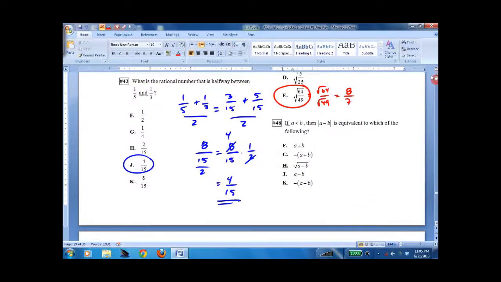And number 46, if A is less than B, so let's pull a number, let's call it A 10, B 100, just for the fun of it. The absolute value of 10 minus 100 is the absolute value of negative 90 equals 90. Which one of these is going to give us 90? No, no, definitely no, definitely no. Okay, it is. That's it.